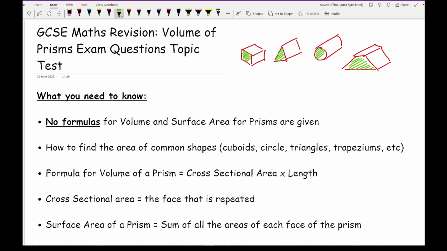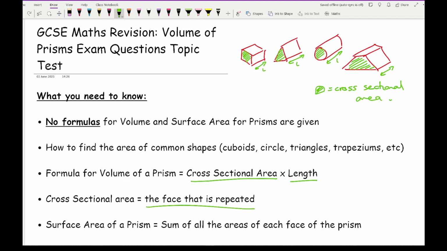Now the formula to find the volume of a prism is basically the cross-sectional area multiplied by the length. The length can be represented by the height if the shape is standing up. So as long as you remember those and you remember the basic formulas for area of shapes, then you should be absolutely fine. The cross-sectional area is always a face that is repeated.